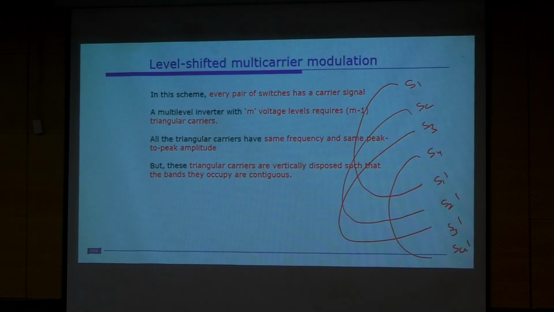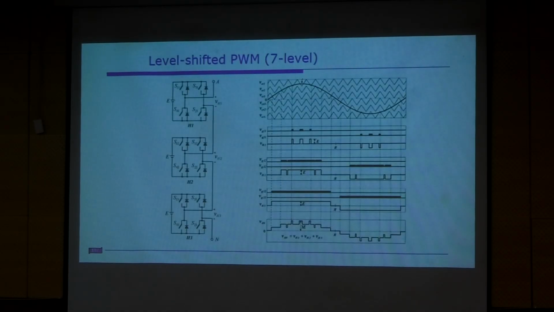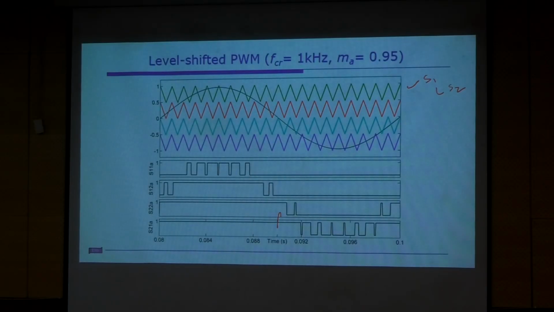Right, so these are straightforward. Once you change the carrier arrangement, there is no need to change the firing sequence. Just change the carriers, that's all, and you'll get the output voltage. Understood?